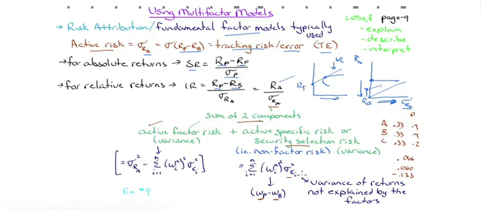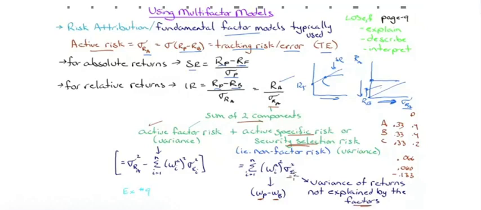What is this term over here? That's the standard deviation of the error term. Why are we doing that? Well, we're looking for an active specific risk, or security selection risk, right? And what do we know about the error term? Within the error term, it'll catch the returns not explained by the factors.